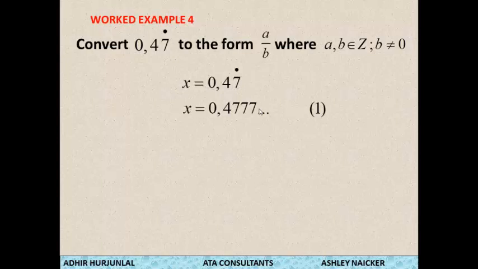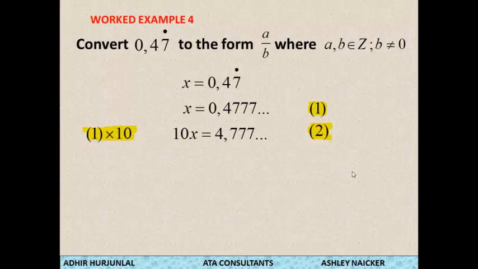X is equal to 0,4777. It's the 7 that recurs. This is equation number 1. Happy? Okay, I'm happy. Equation number 1 multiplied by 10. I like to multiply by 10. 10x is equal to, the decimal point moves one place to the right, 4,777. Call this equation number 2. Okay, nothing different from what I've done in the past.